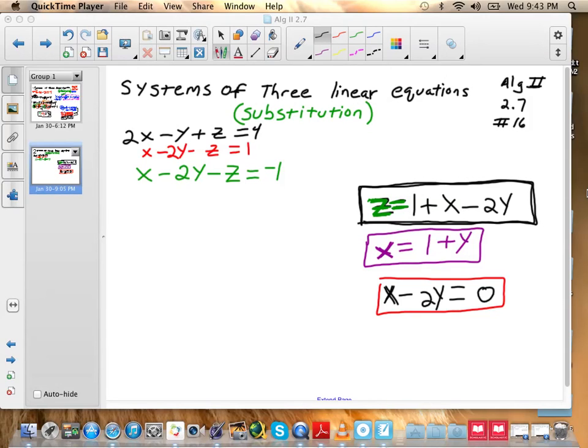So the first video was step 1. Second video, which is a longer video, consisted of step 2 and 3. This will be another short one on step 4. And then the last video will cover step 5 and step 6.